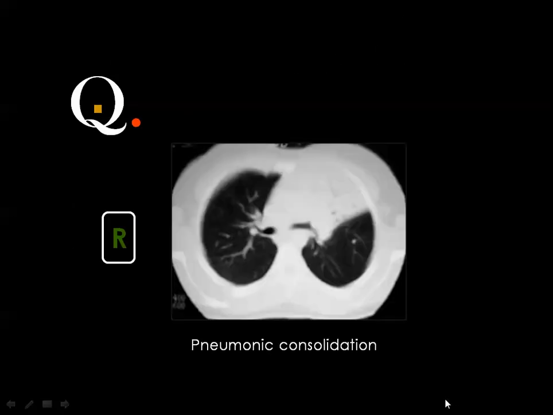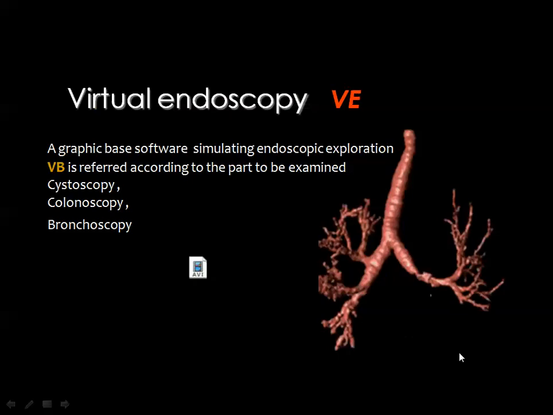And this is pneumonic consolidation with air bronchogram at the level of the tracheal bifurcation. When the trachea is divided, then the section will be divided: upper lobe anterior, lower lobe posterior, and this is the left lung and left upper lobe.